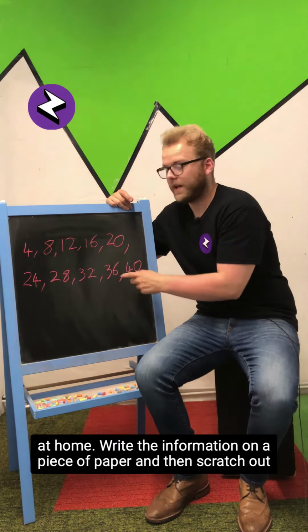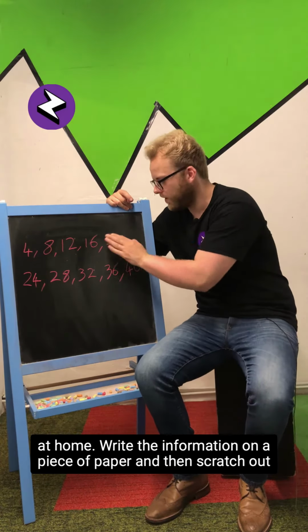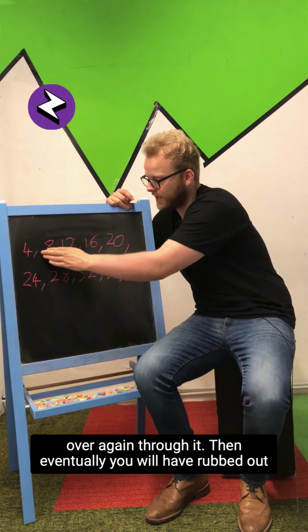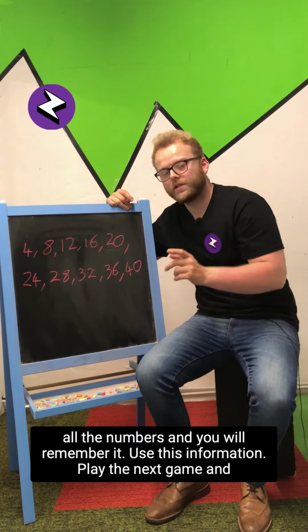Write the information on a piece of paper, and then scratch out one of these numbers at a time, and keep going over and over and over again through it, and eventually you'll have rubbed out all the numbers and you'll remember it.